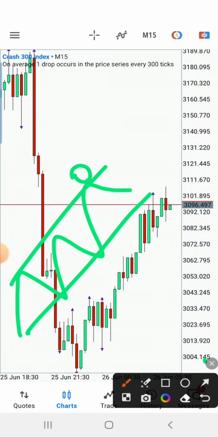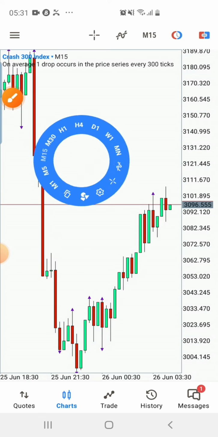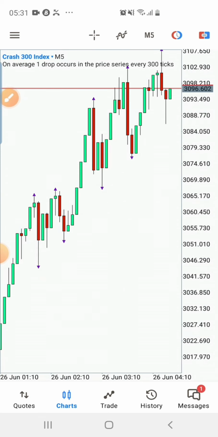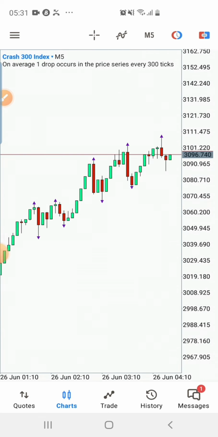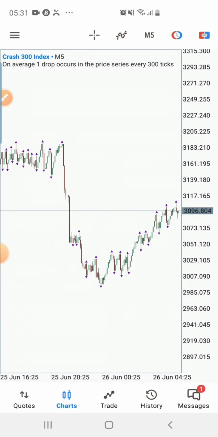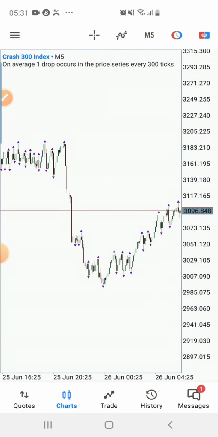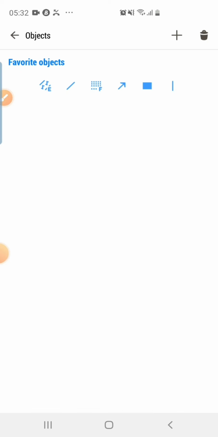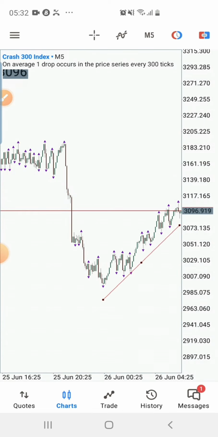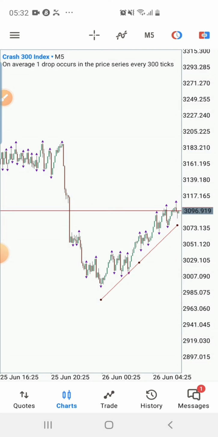Okay, now if you look from here, we do this on a 5 minute time frame, right? You can easily see the price is actually pushing to the upside. So you just pick a line and connect. Let me zoom in. Connect this, and also connect this one. Okay, so now you have connected this.